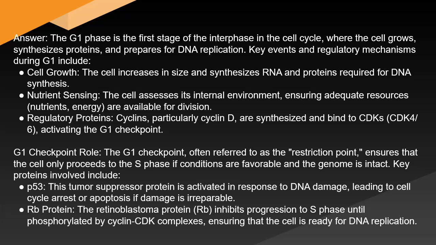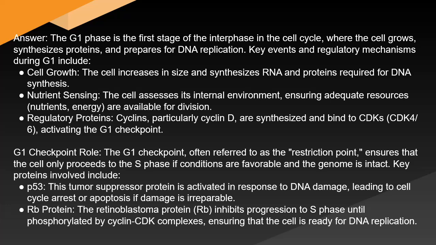Key events and regulatory mechanisms during G1 include cell growth. The cell increases in size and synthesizes RNA and proteins required for DNA synthesis. Nutrient sensing. The cell assesses its internal environment, ensuring adequate resources, nutrients, and energy are available for division. Regulatory proteins. Cyclins, particularly cyclin D, are synthesized and bind to CDK4/6, activating the G1 checkpoint.